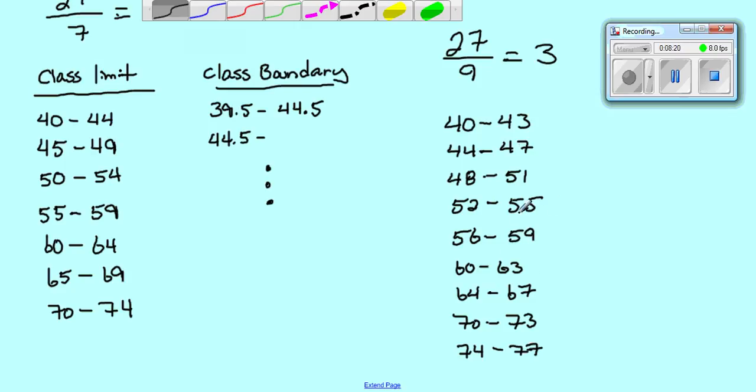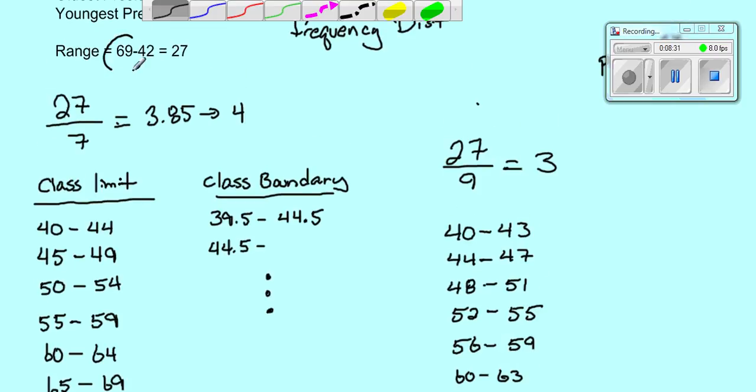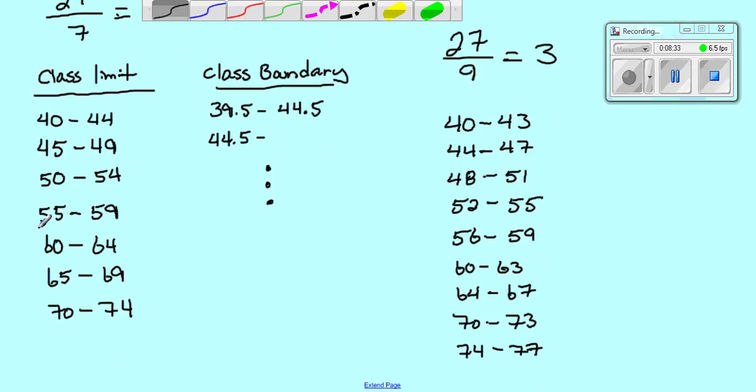The problem is that it worked out nice and neat, but look what happened. I now have a class that isn't going to have a single number in it because my largest value is 69. And so a couple of my classes go from 70 to 73, 74 to 77. So, you're going to have stuff like that happen. It's just the design, when we build things and set them up.